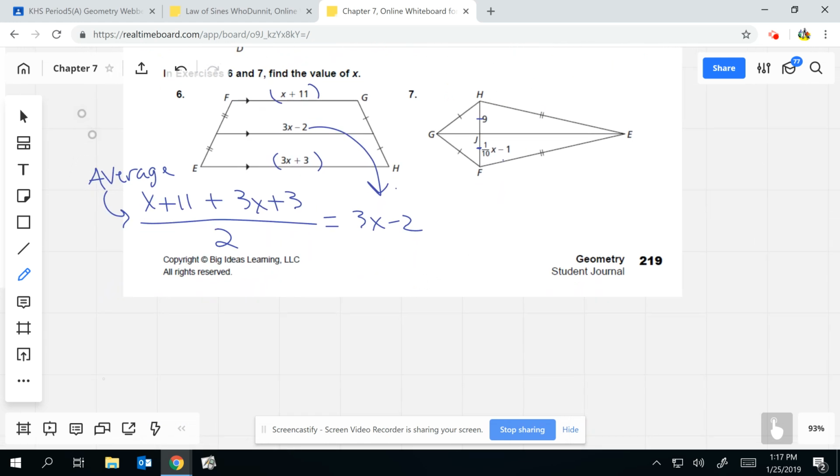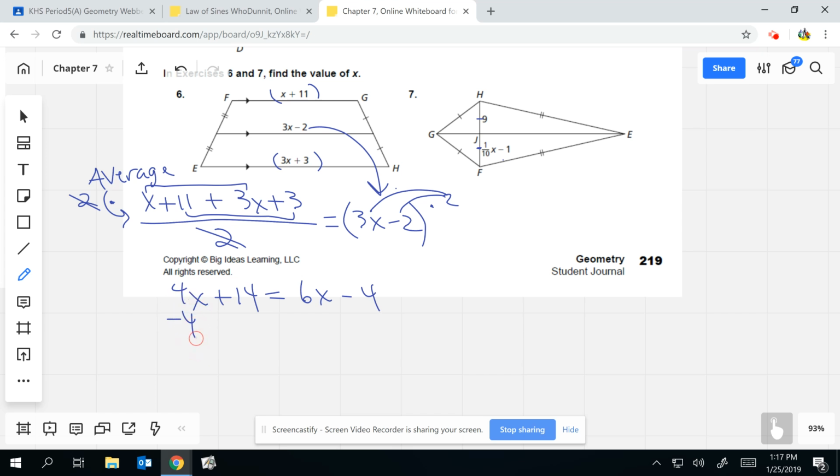So the easiest way to solve this one would be to multiply both sides by 2 to get rid of the fraction. But on the right side, you're going to need to distribute, put that in parentheses and distribute. The left side, the 2's are just going to cancel. Your like terms are going to be 4x, and your other like terms are going to be 14. And then you get 6x minus 4 when you distribute.